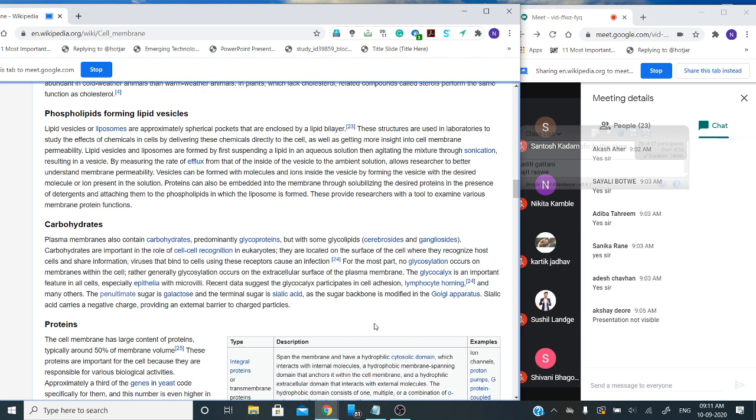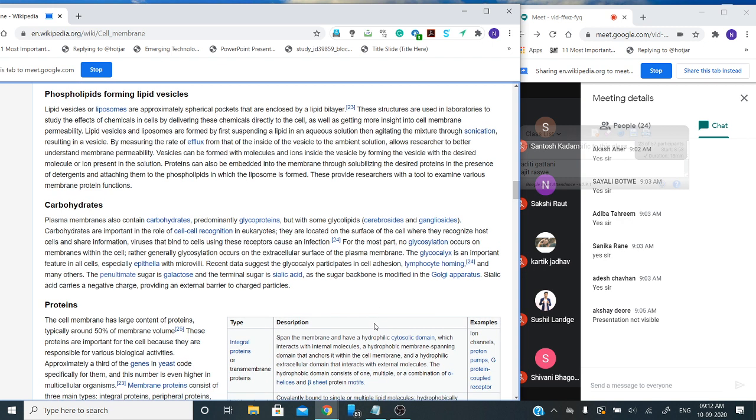In pharmaceutics, these liposomes are studied well. They are formed by suspending lipid in... We will not go into this, because liposome is totally a pharmaceutics matter.